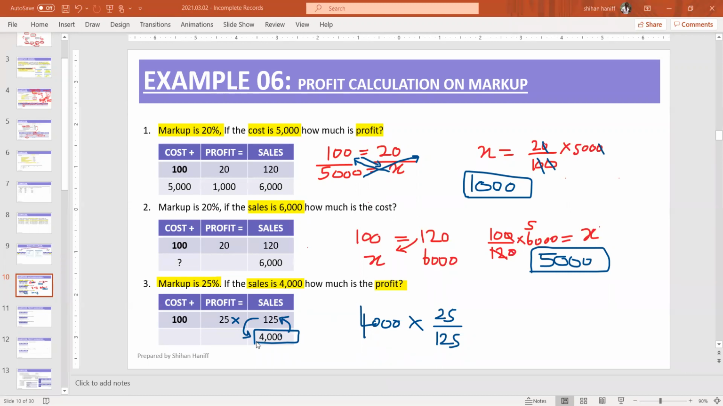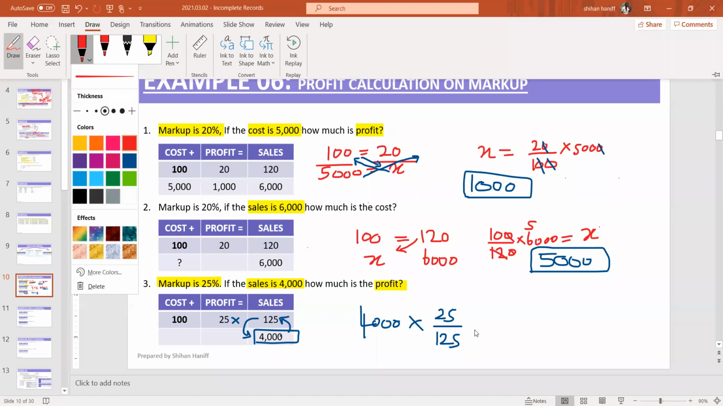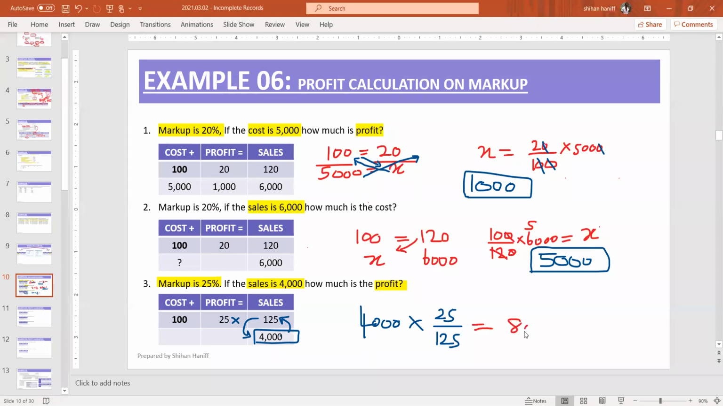Third one is 25%. Okay, so if you multiply this, you are getting the answer as 800, which is profit. So profit is 800, cost is 3,200.